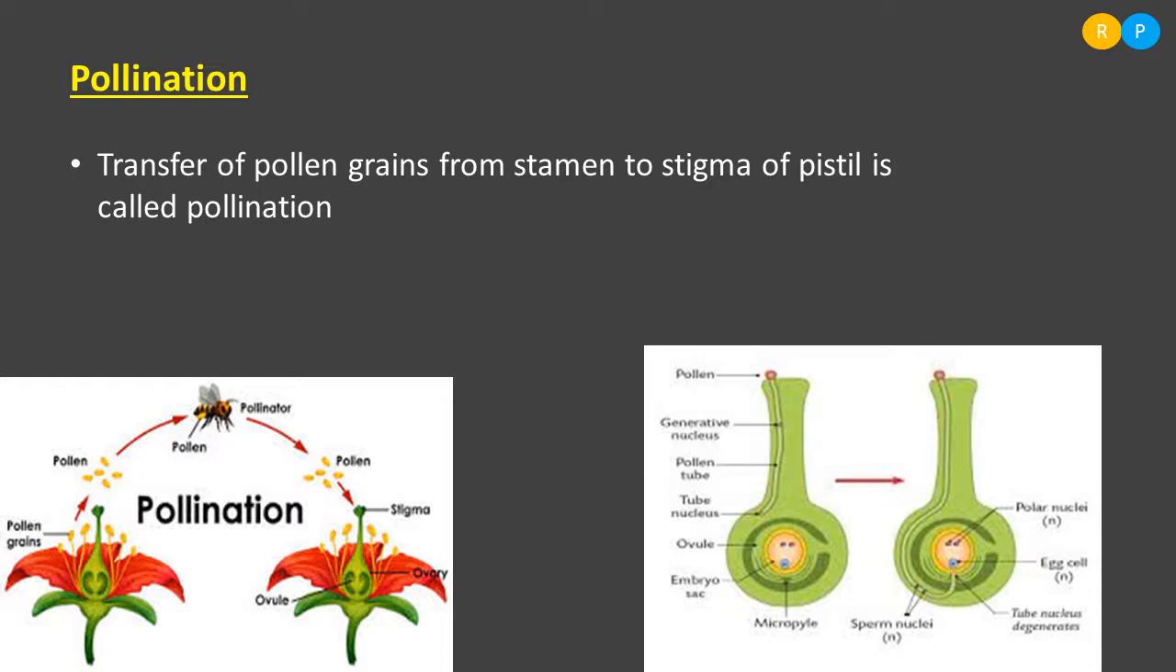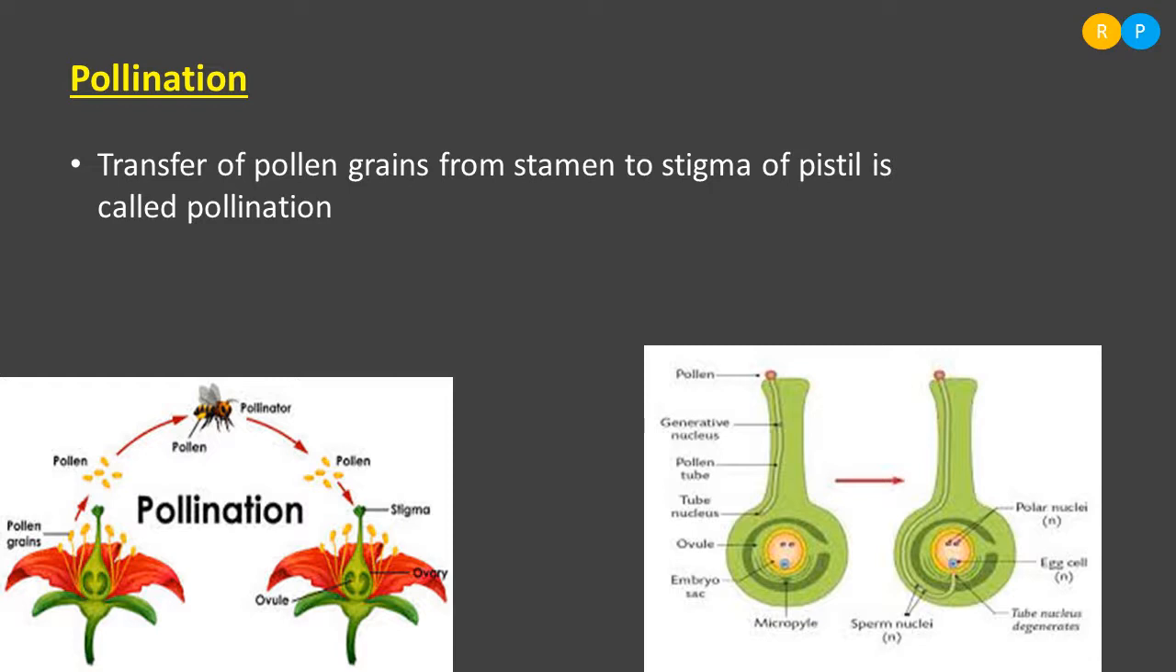So pollination is the transfer of pollen grain from the stamen to the stigma of the pistil. Pollination takes place by different agents. Sometimes wind carries the pollen grain towards the stigma, sometimes insects carry the pollen grain, sometimes water carries the pollen grain. That depends on the kind of species. If the plant is an aquatic plant, water easily carries pollen grain. If the plants are terrestrial, either the pollen grain is carried by the wind or some other agents help in carrying the pollen grain.